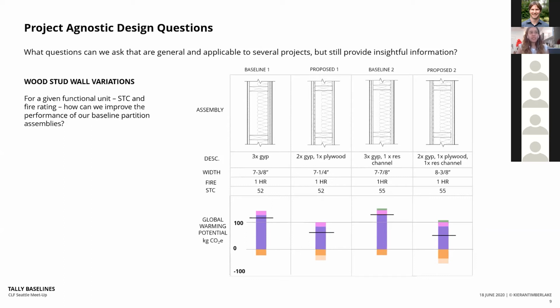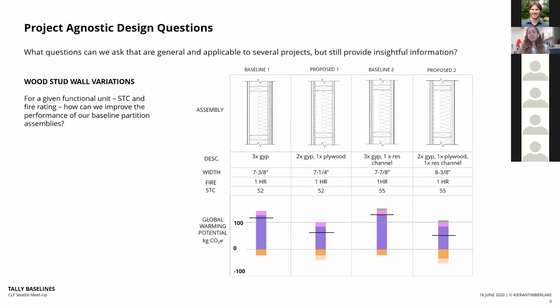And what we did is we held the fire rating and the STC rating as the performance criteria defining the functional unit for these walls. And we just pulled out some examples of walls that we had been using in our projects. One is just a gypsum wall with wood studs staggered 16 inches on center. And then the other was this gypsum plus resilient channel assembly. And both of these have different functional units.